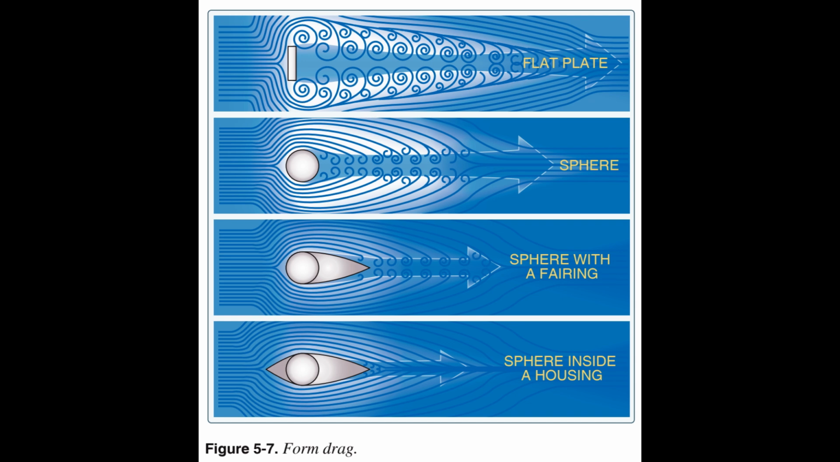Notice how the flat plate in Figure 5.7 causes the air to swirl around the edges until it eventually rejoins downstream. Form drag is the easiest to reduce when designing an aircraft. The solution is to streamline as many of the parts as possible.